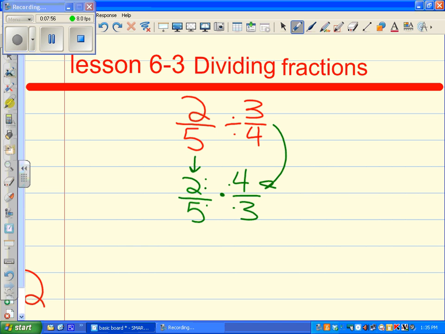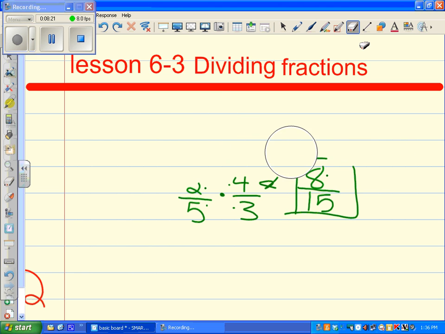No luck. 2 times 4 gives me 8, and 5 times 3 gives me 15. And can I simplify it? The correct answer is no. I cannot simplify that because nothing goes into 8 and into 15. Not 3, not 5, not 2, not 4. So there's my answer.